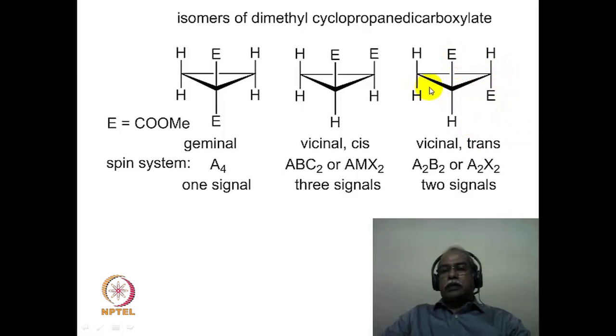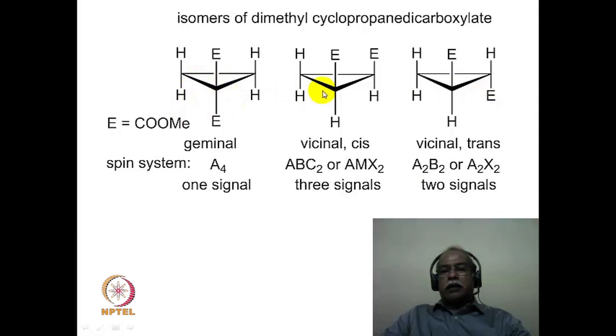So, if you look at this molecule, these two hydrogens are C2 symmetric with respect to each other, and these two hydrogens are also C2 symmetric with respect to each other. That makes these two hydrogens equivalent in terms of chemical equivalence. Similarly, these two hydrogens are also chemically equivalent in this molecule. So, at best, one can describe this as an A2B2 or an A2X2 system. So, it would give only two signals of the cyclopropyl carbons and one signal corresponding to the methyl signal.